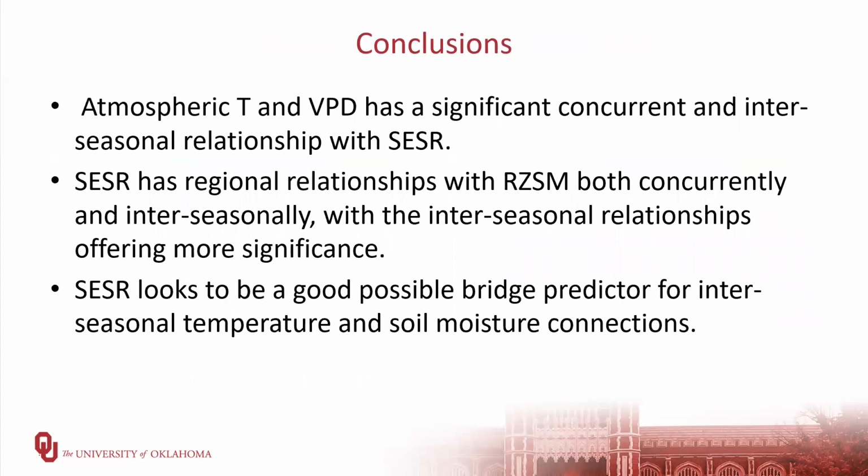So the main takeaways would be that atmospheric temperature and vapor pressure deficit have a significant concurrent and interseasonal relationship with our evaporative demand, our standardized evaporative demand. Also, that evaporative demand has a regional relationship with root zone soil moisture, with that relationship increasing in strength and statistical significance interseasonally when lag is introduced. We also see that we can possibly, in some regions, use SEDI as a bridge between temperature and root zone soil moisture that can be used as an indicator of areas that may be more prone to flash drought.